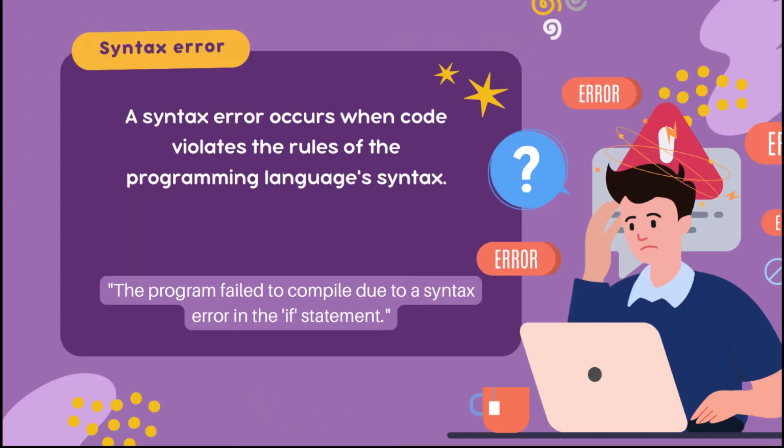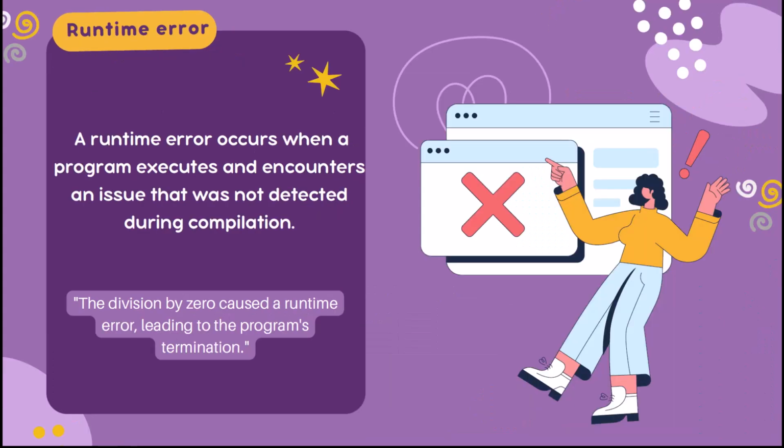Syntax error. A syntax error occurs when code violates the rules of the programming language's syntax. Example: the program failed to compile due to a syntax error in the if statement. Runtime error. A runtime error occurs when a program executes and encounters an issue that was not detected during compilation. Example: the division by zero caused a runtime error, leading to the program's termination.